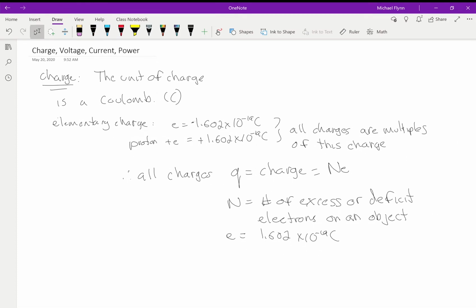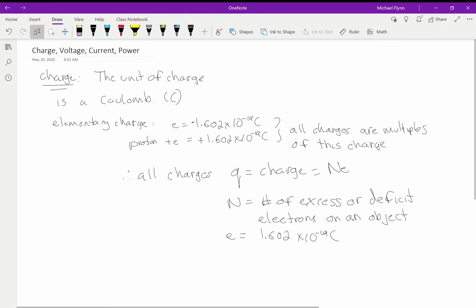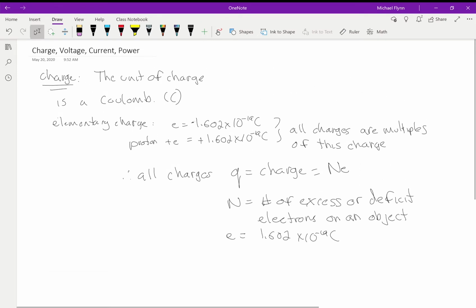Really that simple. Okay? Charge is measured in coulombs. So that takes care of charge there at the top. Now we're going to define voltage, current, and power. I'm going to start with current. So here, we'll call this number 1, charge. Number 2, current.